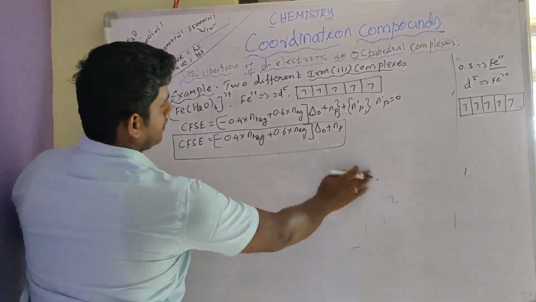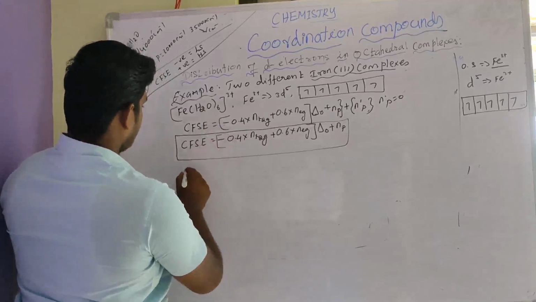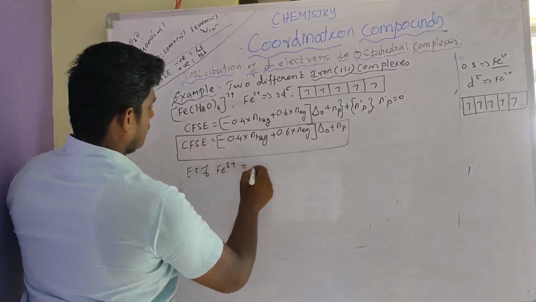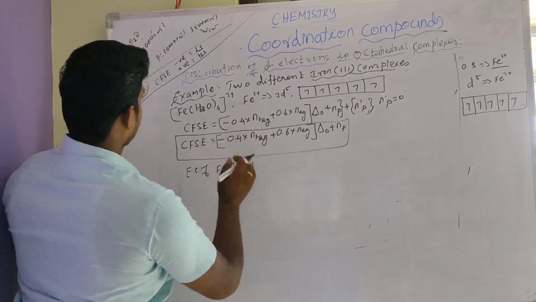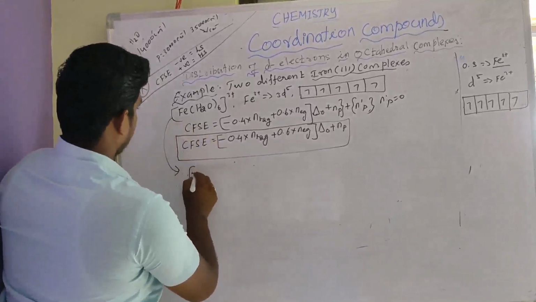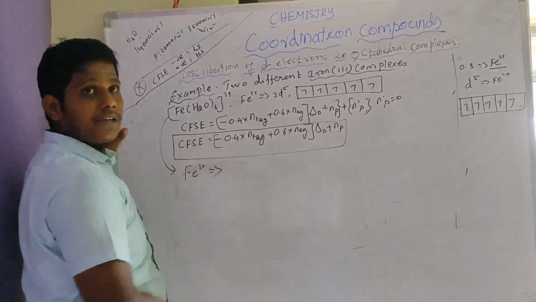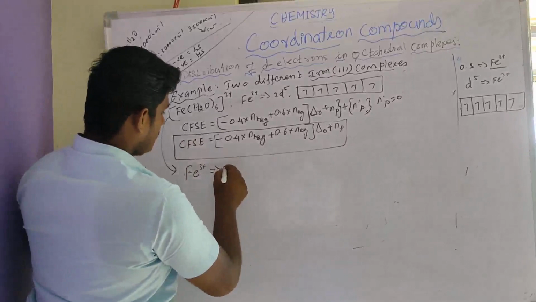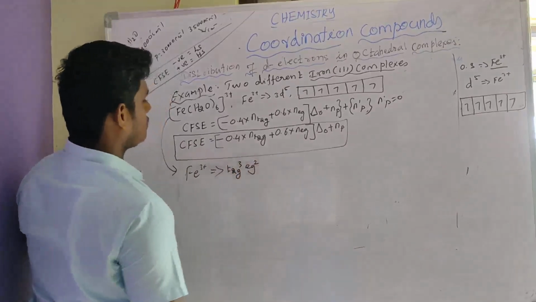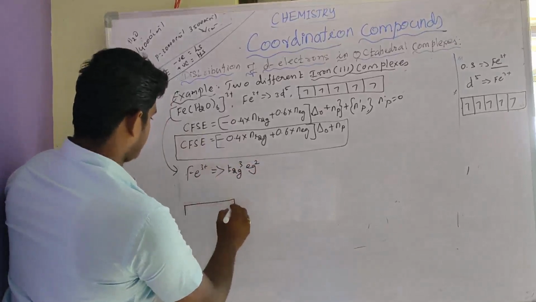This is the electronic configuration also. So the electronic configuration of Fe3+: first take the weak ligand, so do not pair the electrons. So you get t2g3 eg2. That means here 5 d electrons are present.